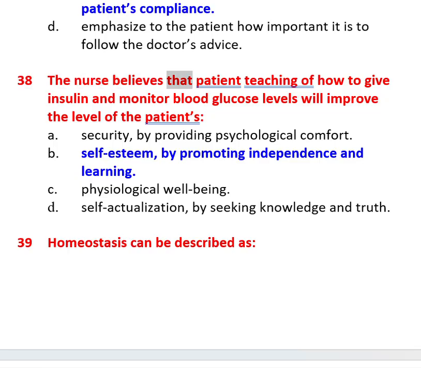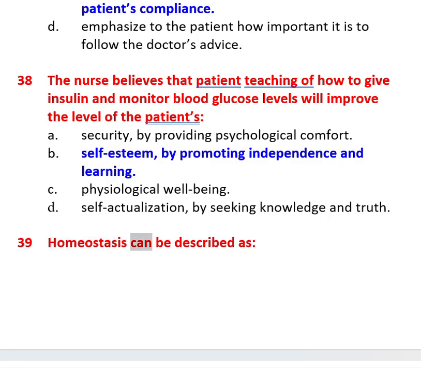38. The nurse believes that patient teaching of how to give insulin and monitor blood glucose levels will improve the level of the patient's security, by providing psychological comfort; self-esteem, by promoting independence and learning; physiological well-being; self-actualization, by seeking knowledge and truth.